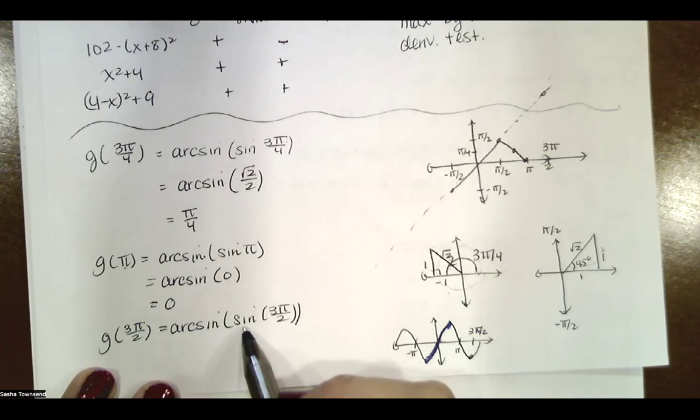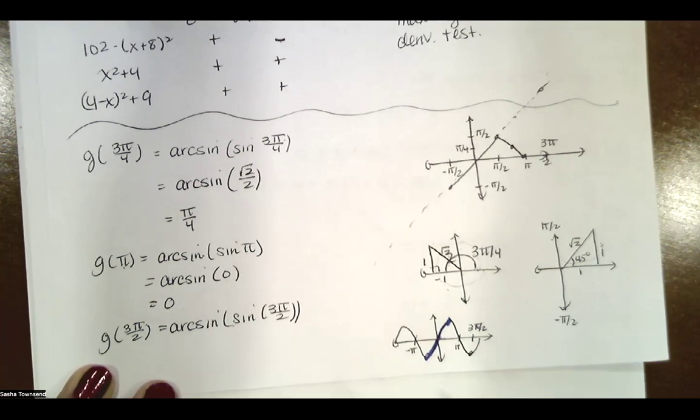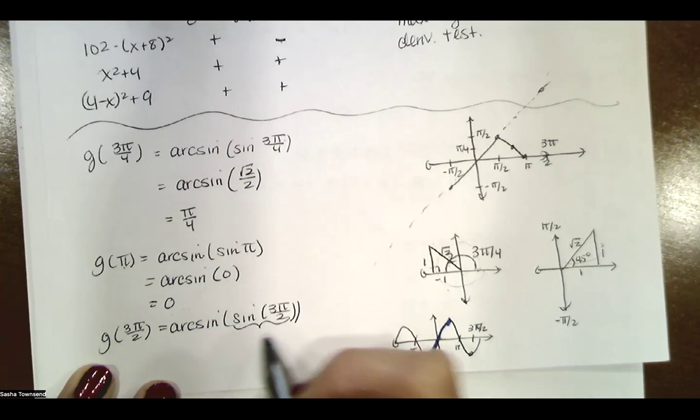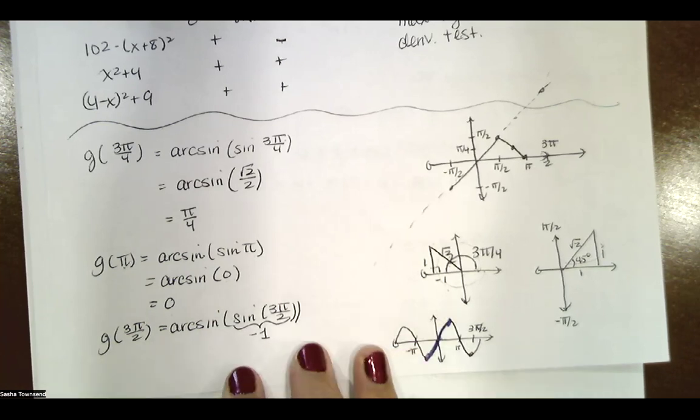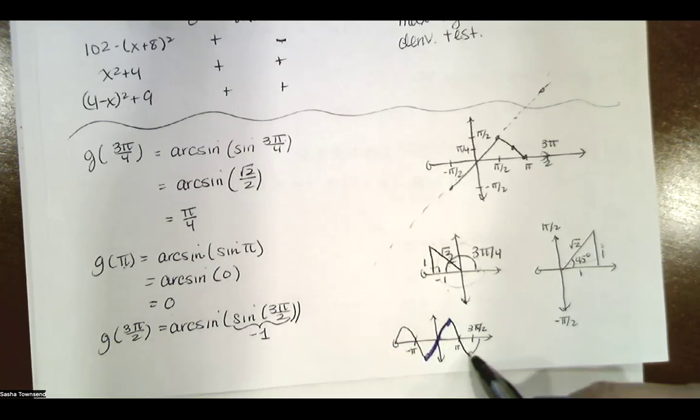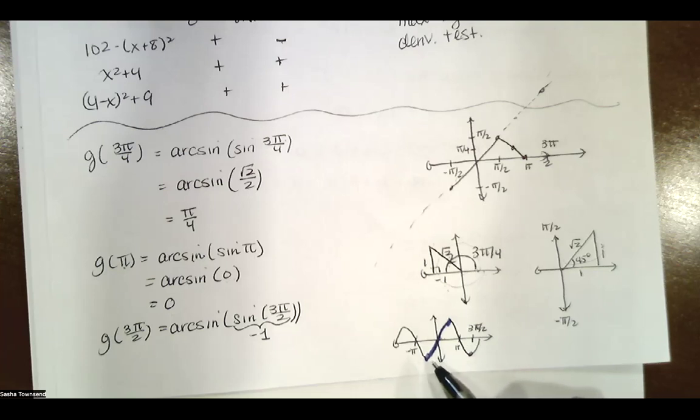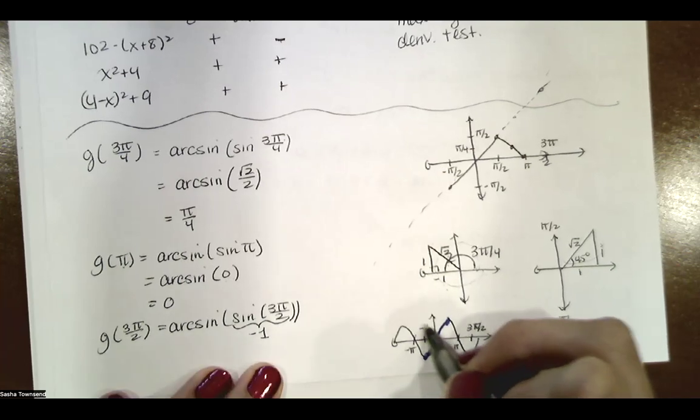Instead, we take our sine of 3 pi over 2, we get negative 1, and then we say, okay, I'm looking for an answer, but I don't want 3 pi over 2. I'm looking for an angle whose sine is negative 1 on the interval from negative pi over 2 to pi over 2. So I go back to this interval and I say, where can I get a sine of negative 1? Well, it's at negative pi over 2.